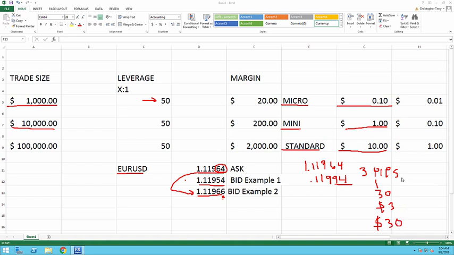Very simple. Now, let's look at pipettes, for example, right here. Okay, right there. Let's just say you went from 64 to 66, 2 pipettes. Well, in this example, you would have made 2 cents on a micro, 20 cents on a mini, and $2 on a standard. So that's how you read the bid, the price using the pipettes on the micro, the mini, and the standard lots.